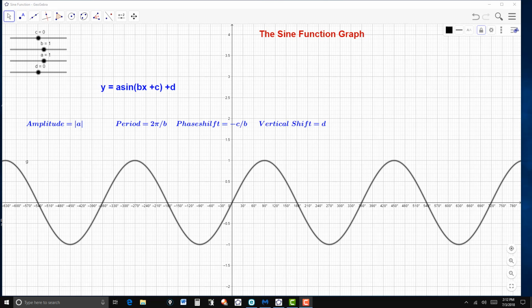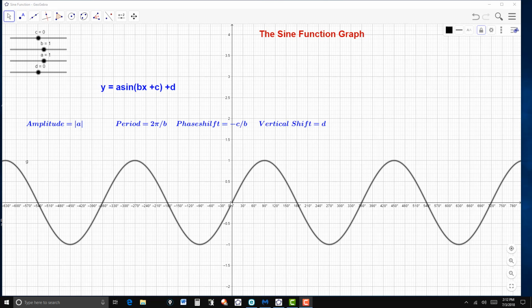In this video, I'm going to look at the general form of the sine function, which I have right here. y equals a sine, and then parentheses bx plus c, plus d.